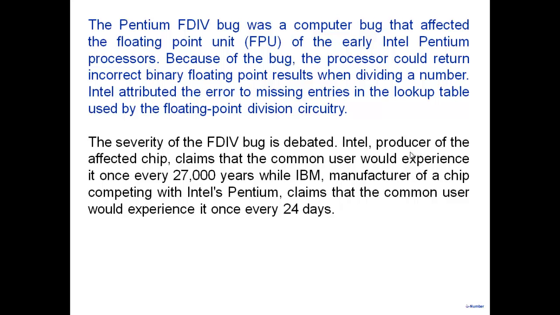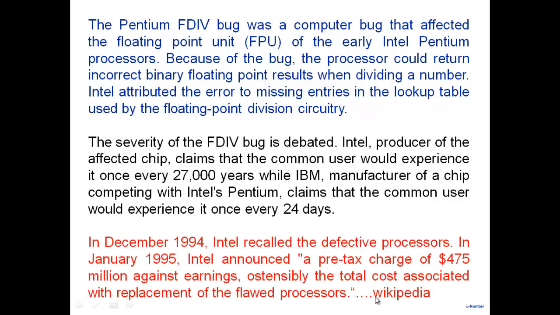Intel, of course, claimed that this particular bug would cause a problem once in every 27,000 years. They had a competitor. IBM said it would occur 1 in 24 years. Intel's reputation took a hit. They had to recall all the Pentiums that they had sold, and they incurred $475, $500 million of loss there.